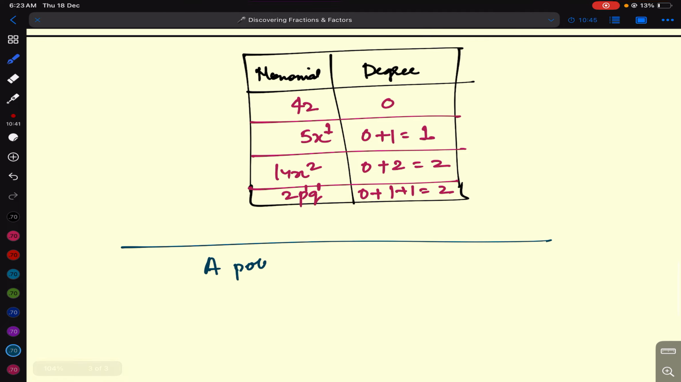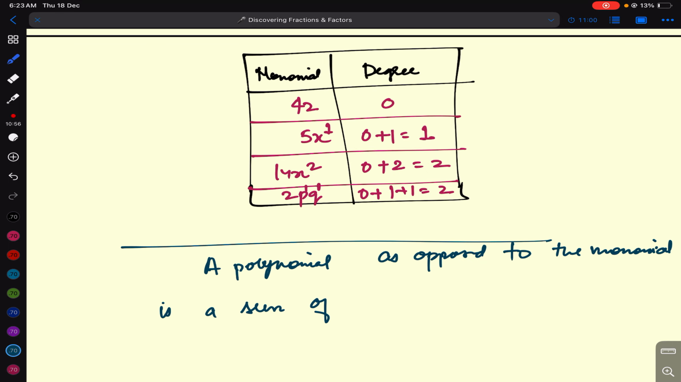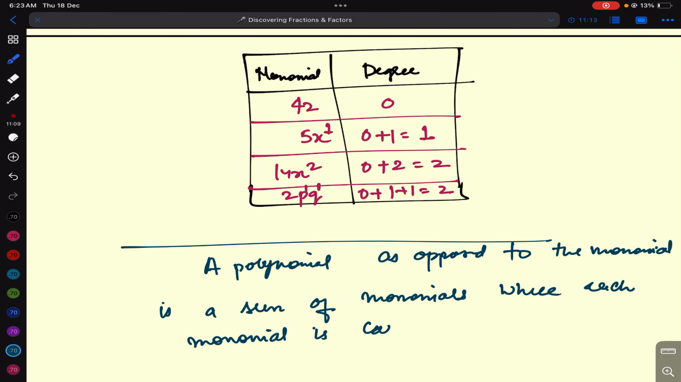Okay, now let's come to polynomial and how a polynomial is different from a monomial. A polynomial, as opposed to a monomial, is basically a sum of monomials where each monomial is called a term. So when it comes to polynomials, it's basically the sum of multiple monomials where each monomial is treated as a term.